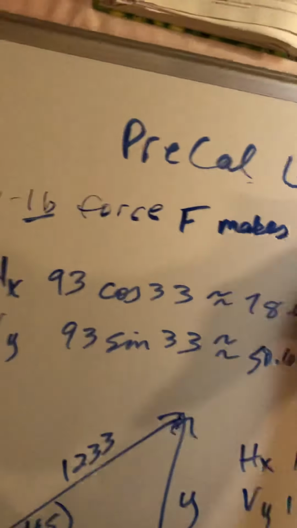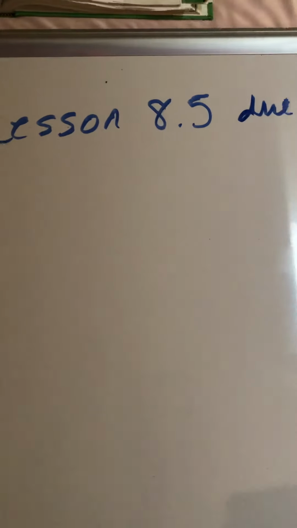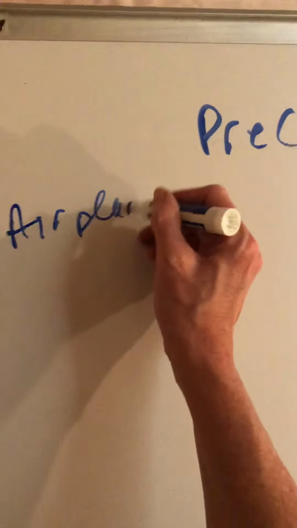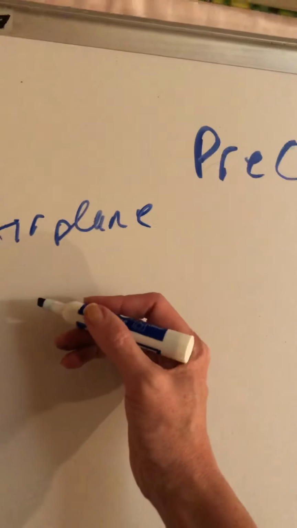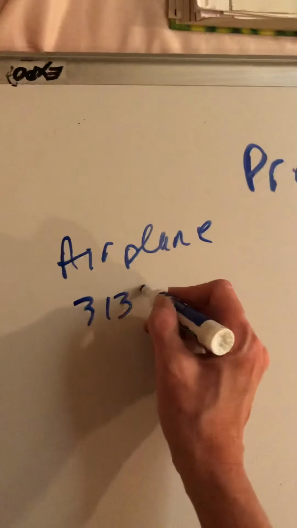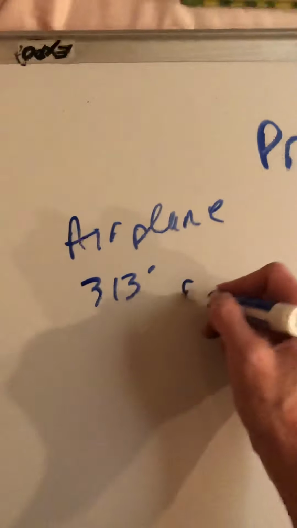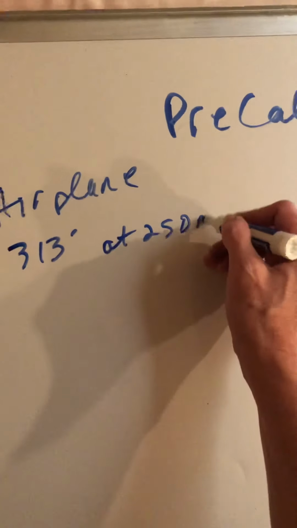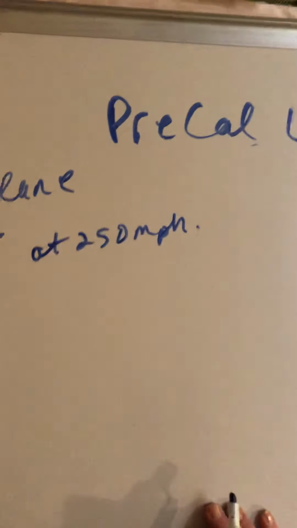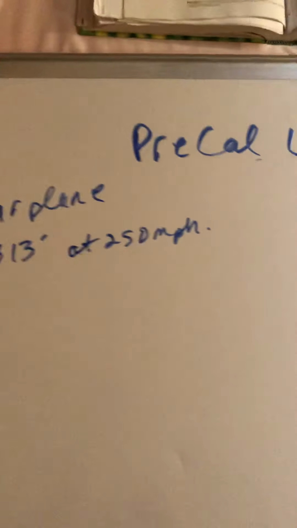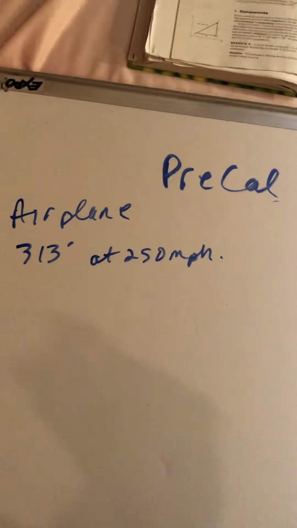Okay, then let's see. We've got another airplane. And this airplane is flying in a direction of 313 degrees, and at 250 miles per hour. And we want the westerly and northerly components.